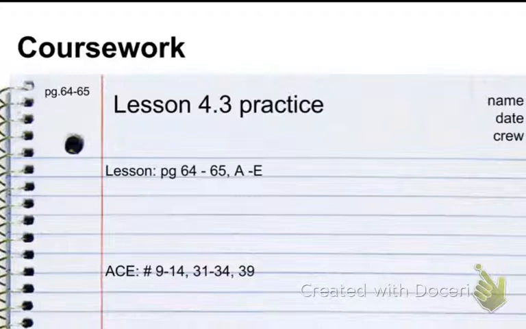Okay, your coursework today is going to be on page 64 and 65, problems A through E. You're then going to go ahead and do the ACE problems and make sure they're the ACE problems for investigation 4. Okay? You don't want to be doing the same problems twice. And your problems are going to be 9 through 14, 31 through 34, and then skip ahead and do 39.